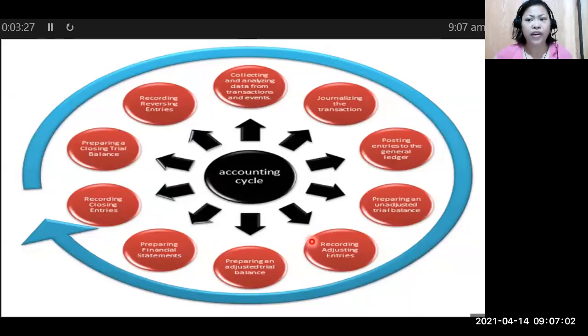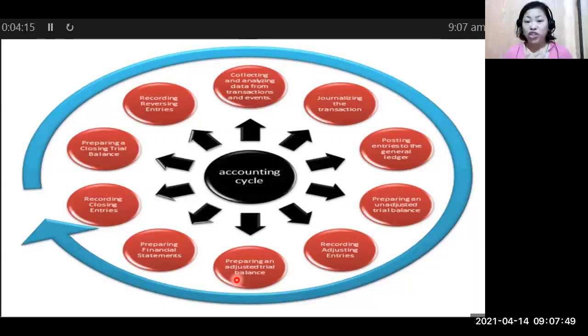From there you prepare your worksheet and look for accounts that need adjustments. You then record your adjusting journal entries, which is our topic today, and we normally call it AJE. After recording the adjustments, you are going to post them again to your ledger. After recording and posting your adjusting journal entries, you now prepare your adjusted trial balance.